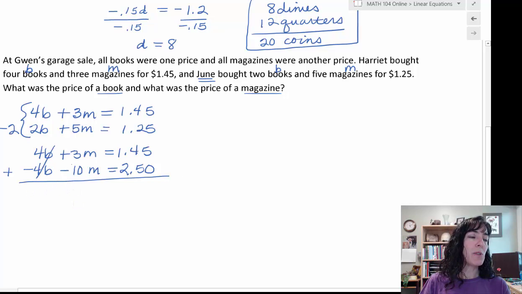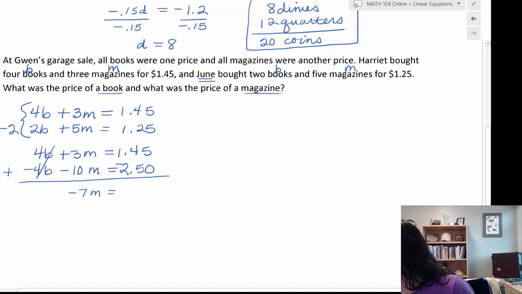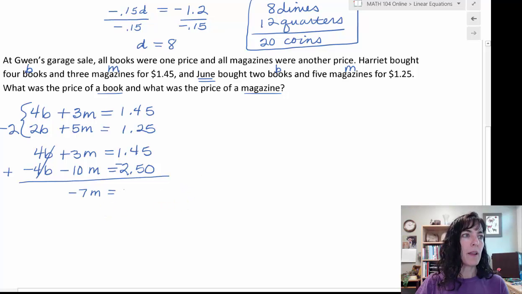The 4b's do indeed cancel. A positive 3m and a negative 10m is going to be a negative 7m. And this was supposed to be a negative 2.50, right? Because we multiplied by a -2 here. And so when I combine those, I'll just use my calculator. I get negative 1.05. And then divide both sides by a -7 because we want the m by itself.